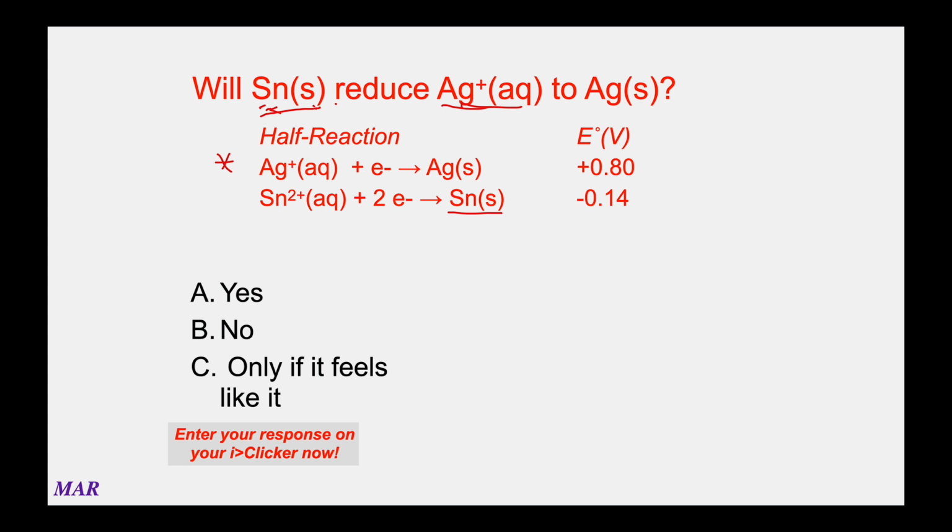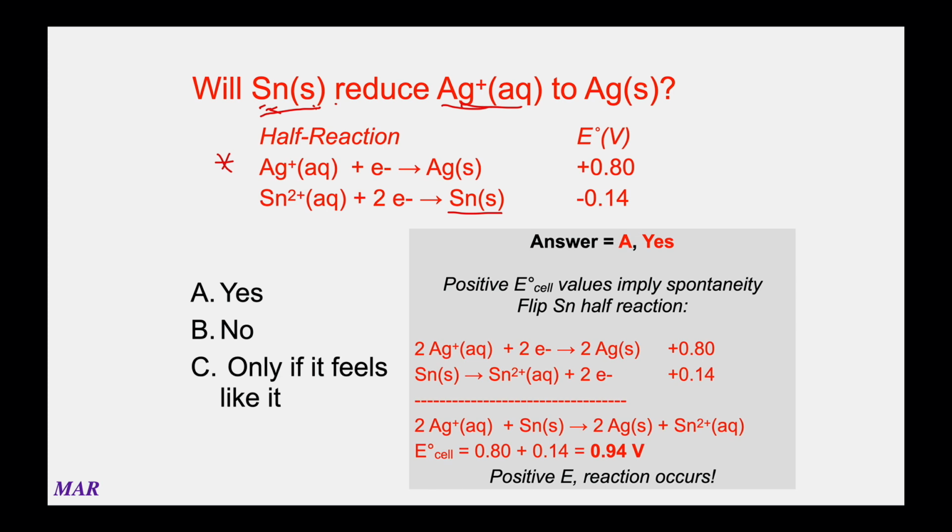And all you really need to know is that it's a positive number. Positive numbers mean spontaneous, and that means that is going to happen. Tin will reduce silver plus to silver. Here's the overall balanced reaction. One of them has 2 electrons, so you need to multiply the silvers by 2. But the important part here is that the positive E cell means this reaction is going to occur. That is going to happen.